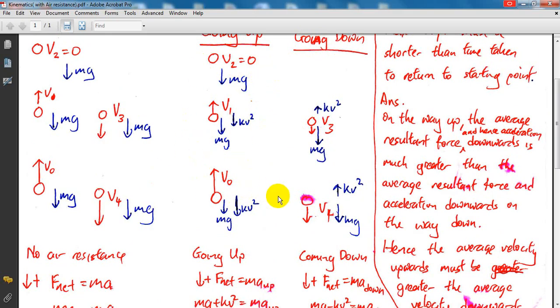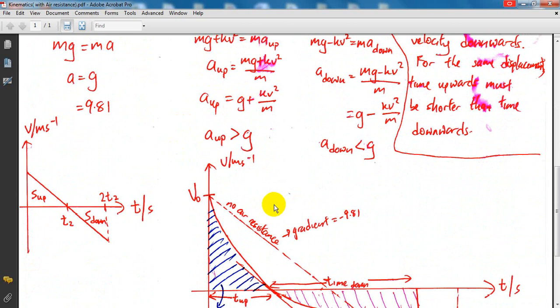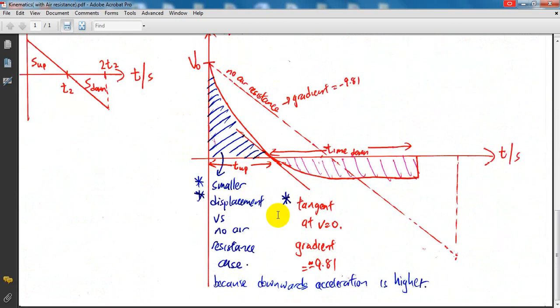And so for the same displacement, the one with greater average velocity on the way up must take a shorter time. Alright, so that's an overview on kinematics with air resistance.